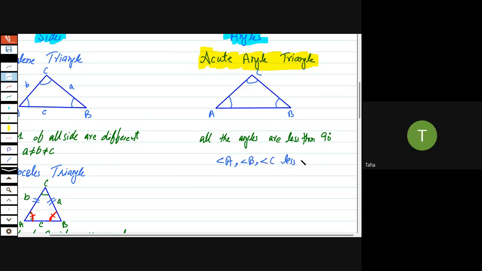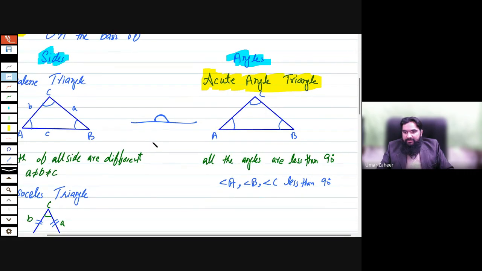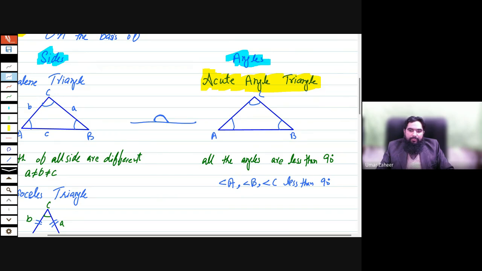Sir, will all the angles still equal 180? If you take an angle of 180, 180 is basically a straight line. You are not able to make a triangle. Because obviously we will discuss the interior angles. The sum of the interior angles of any triangle is 180. When you add all of them, their sum must be 180.